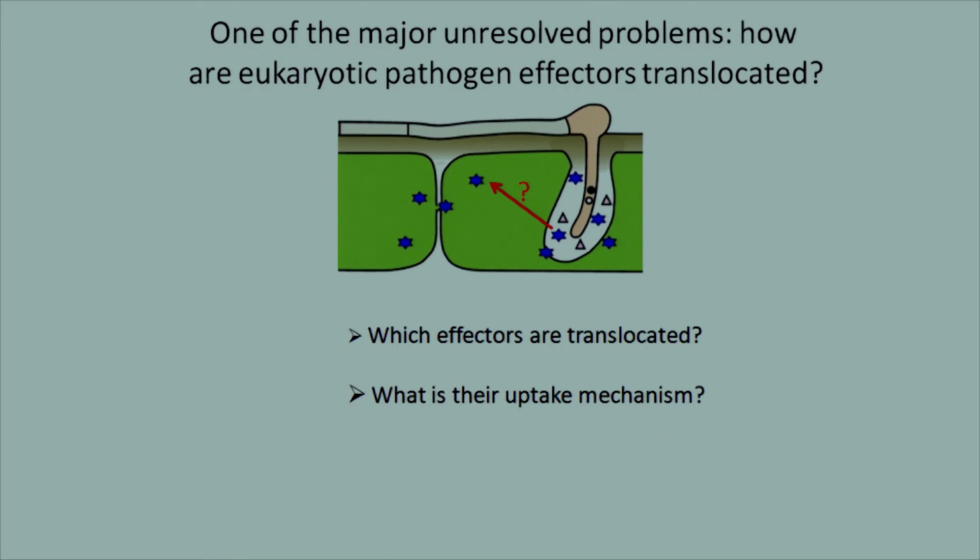I'm not going to talk about effector function. There's a lot going on, but we don't have complete stories. However, I want to address a really enigmatic issue which has kept us working for almost a decade. And that is how eukaryotic pathogen effectors are actually translocated from the pathogen to the host, and which effectors are translocated.